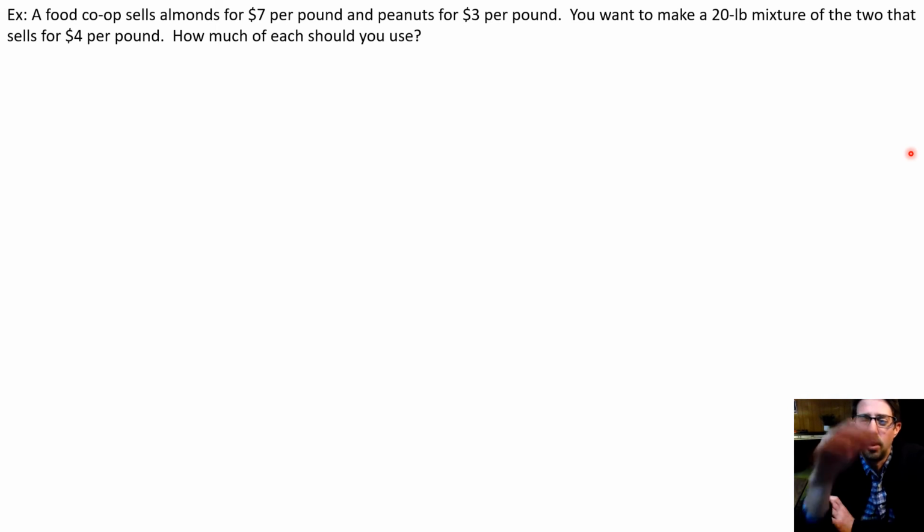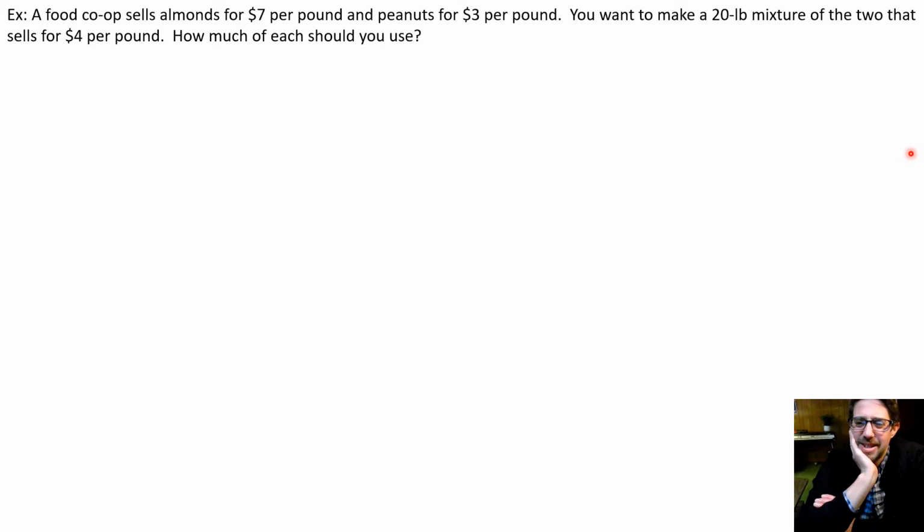Okay, so this is more of a true mixture problem because you're literally mixing two things, but it's not as obvious, at least I don't think, how to set this up. So let's do it. A food co-op sells almonds for $7 a pound and peanuts for $3 a pound. You apparently work at the food co-op and you want to make a 20-pound mixture of the two, of almonds and peanuts. Very nutritious, lots of protein. Okay, that sells for $4 a pound. How much of each should you use?